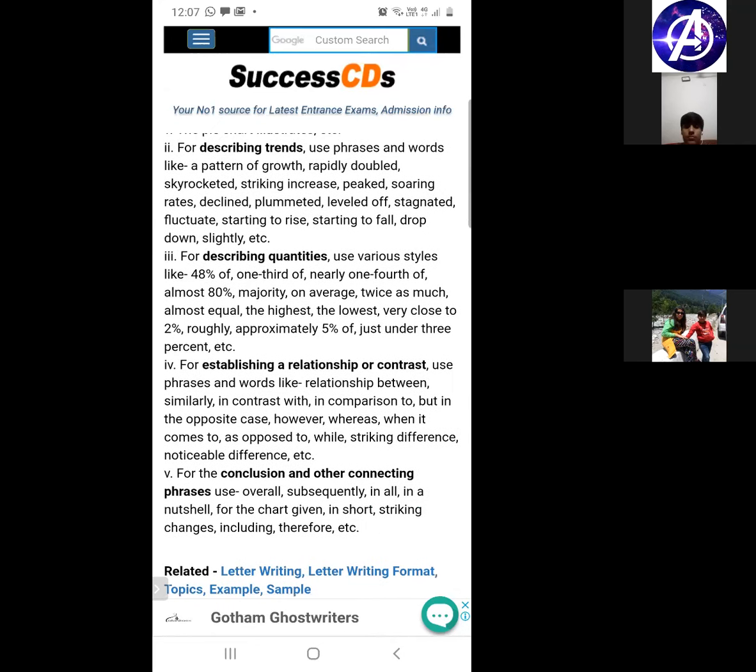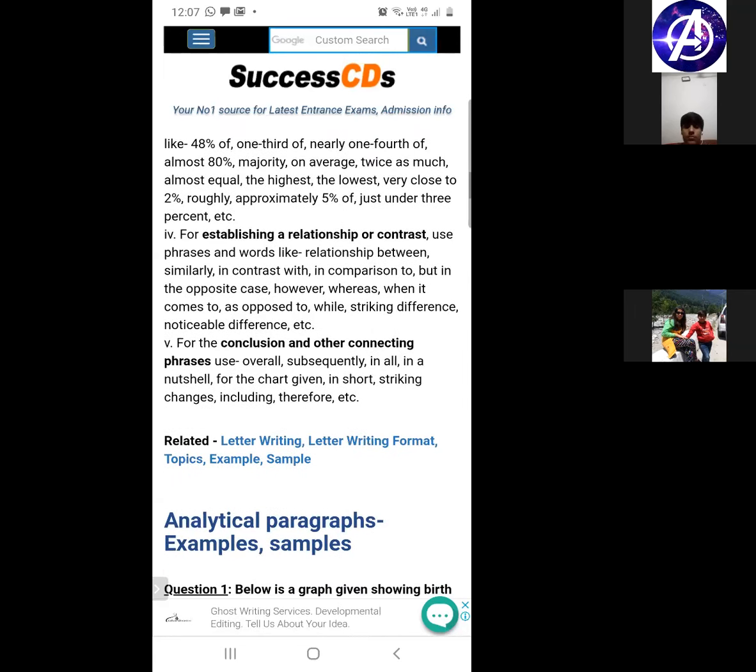For establishing a relationship or a contrast, these words are again important. You can say similarly, in contrast with, in comparison with, in reference to, opposite case, contrary to, opposed to, striking difference, noticeable difference. All these phrases you can use in establishing a relationship or a contrast, where we show comparison.